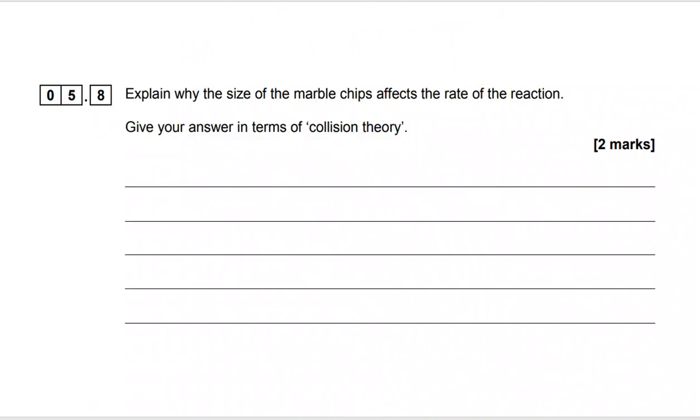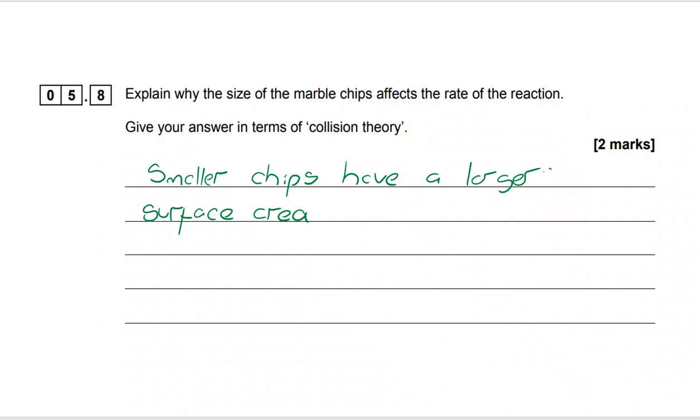5.8, explain why the size of the marble chip affects the rate of reaction, and give your answer in terms of collision theory. And it ties in with what I spoke about earlier on the confusion of an earlier part of the question. Smaller chips have a larger surface area. If there's a larger surface area, it means there will be more frequent collisions. That will mean more frequent successful collisions, which means a faster rate of reaction.